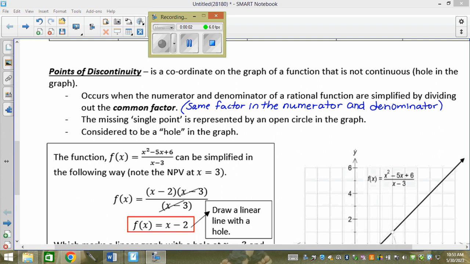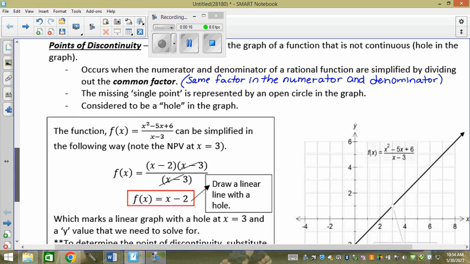All right, so you have the same factor in the numerator and the denominator. That's the key thing here. If you can cancel them off, that's where your point of discontinuity exists. Okay? This happens when the numerator is greater degree than the denominator.